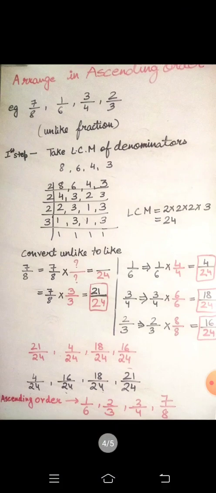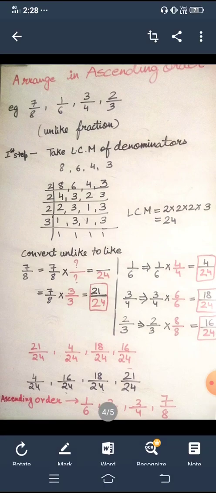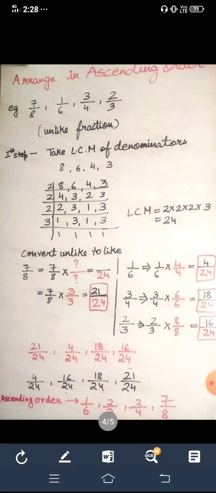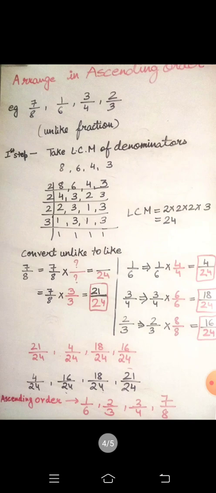Now next, 1 upon 6 is the fraction. We have to convert it into a like fraction. So for 1 upon 6, the denominator will always be the LCM, that is 24. So how to make 6 as 24? You will multiply by 4. So 6 fours are 24, and the numerator will also be multiplied with 4. So 1 four is 4. Likewise, you will convert 3 by 4 and 2 by 3. Once they are converted, write these fractions in an order.